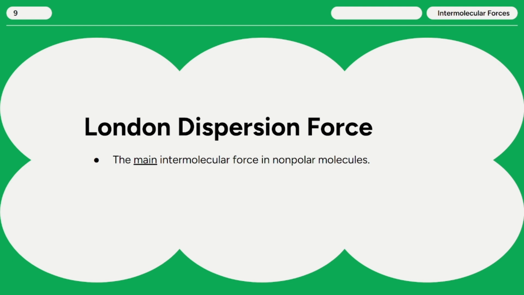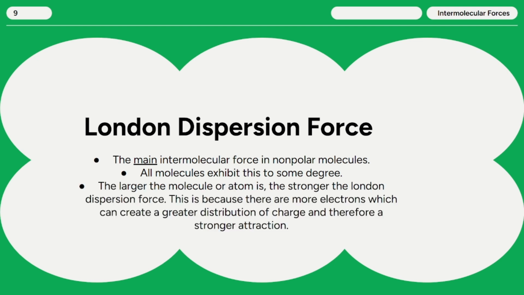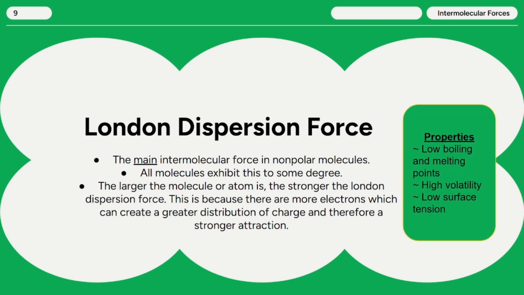This is the main intermolecular force in non-polar molecules. All molecules do, however, exhibit this to some degree. Just a lot of the time in molecules that are polar, these forces are fairly small compared to the other predominant ones, which we will talk about in just a minute. A couple things to think about when we're comparing two molecules that have London dispersion forces. The larger the molecule or atom, the stronger the London dispersion force it can experience. This is because when an atom or molecule is larger, there are more electrons. This will create a greater distribution of charge and therefore a stronger attraction.